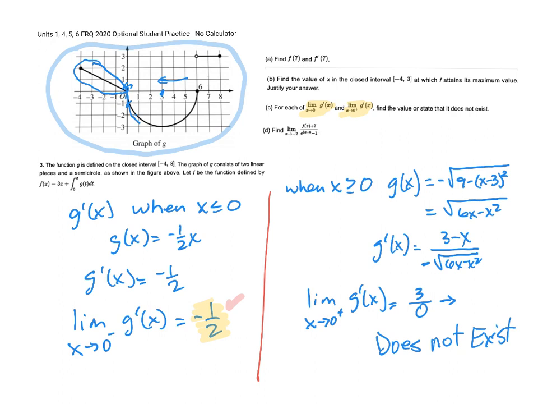Okay. So intuitively, we can see from the graph that this doesn't exist because there's a vertical tangent on that left side of that circle. But algebraically, we can also see that we get an undefined value here. It does not exist for 3 divided by 0. So that's letter C, and we'll wrap this up with letter D on the next slide.